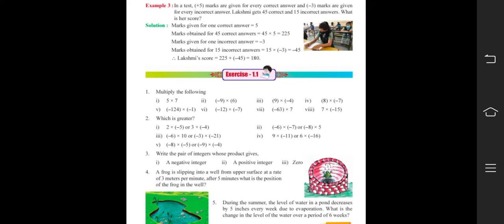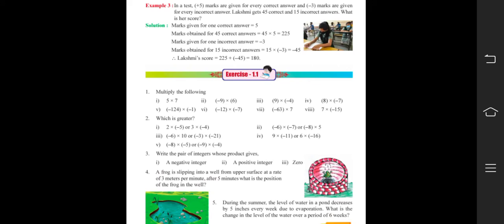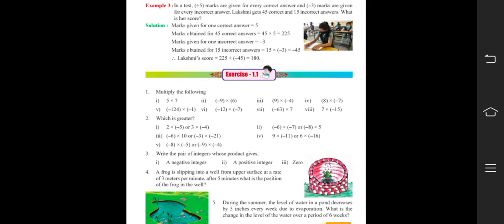Did you understand, children, how to do? For every correct answer, 5 marks, and she got 45 correct answers, so 45 into 5 is 225. For every incorrect answer, minus 3 marks were given, and she got 15 incorrect answers, so 15 into minus 3 is minus 45. Now total score: 225 plus minus 45, 180 marks she got. Okay, children? Come on, write.